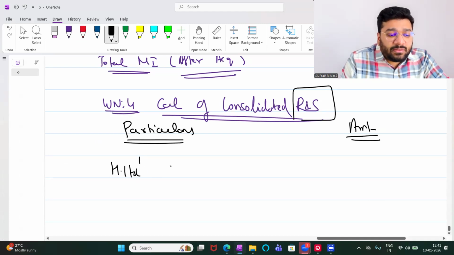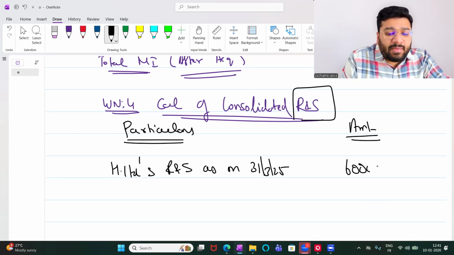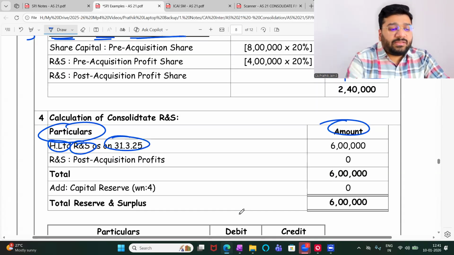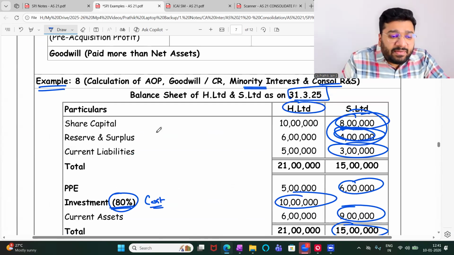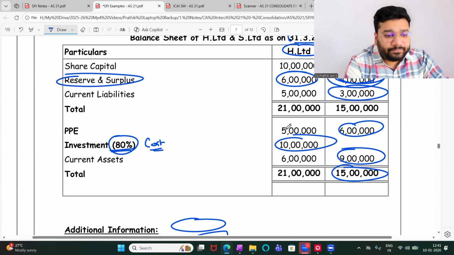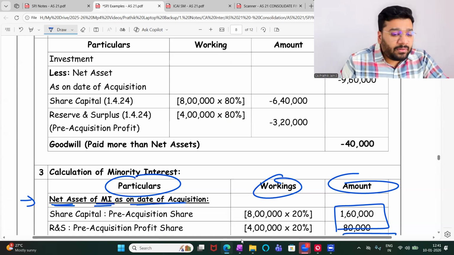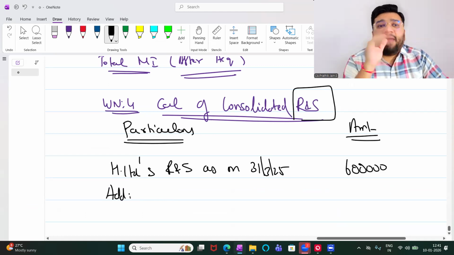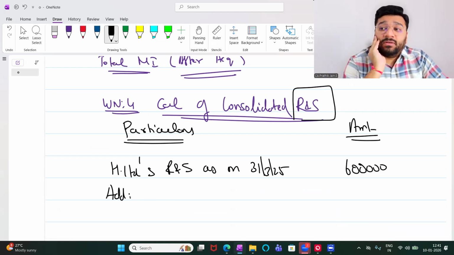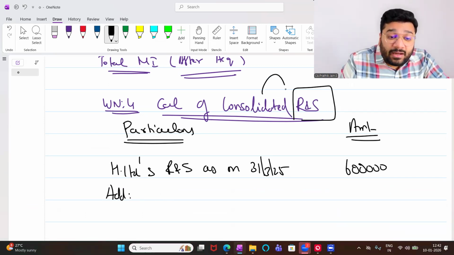H Limited's reserve and surplus as on 31/3/25 is 6 lakh rupees, given in the balance sheet. This is the balance sheet of H Limited, and its reserve and surplus is 6 lakh rupees. Any problem? Now tell me, with this, should I add something or not? I have to add the subsidiary's profit. The subsidiary's profit belongs to whom? To H Limited. This is the consolidated reserve and surplus.